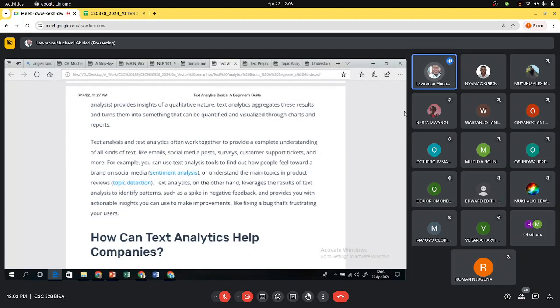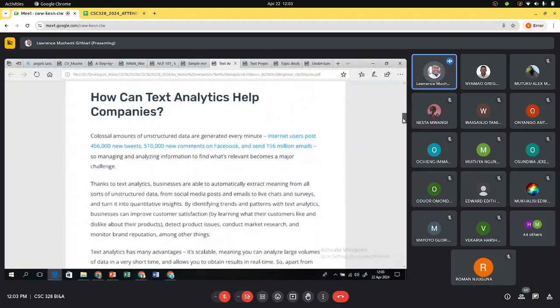But text analytics, on the other hand, leverages the results of text analysis to identify now the patterns, such as the spikes in negative feedback, and provides you with actionable insights you can use to make improvements, like fixing a bug that's frustrating your users. So remember, the analytics is about patterns. So I hope that is clear. Text analysis, text analytics.